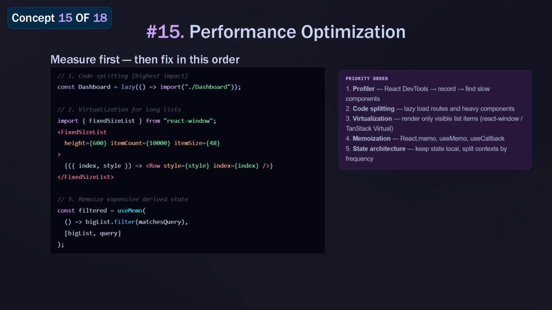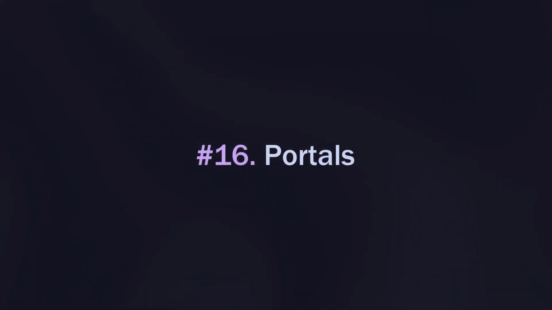Third, memoization: React.memo, useMemo, useCallback, but only for components or computations that are probably expensive. Fourth, avoid anonymous functions and object literals as props to memoized components. They create a new reference on every render. State architecture matters more than any of this. Keep state local, avoid putting everything at the top level, and consider state splitting to reduce the blast radius of updates.